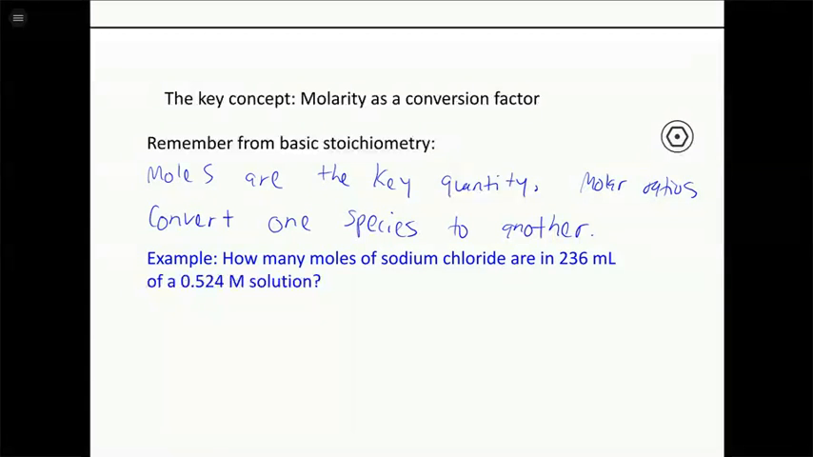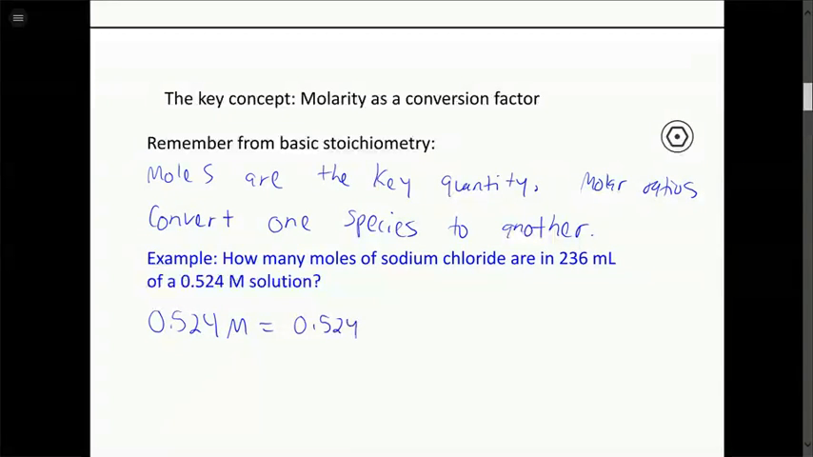So in this example, if we have 236 milliliters of a 0.524 molar solution, we want to know how many moles of sodium chloride. So let's say sodium chloride is one of our reactants, and we want to know how many moles there are, which is often going to be the first step in doing these problems, figuring out the moles of one of the reactants. So we can use the molarity as a conversion factor. This 0.524 molar, remember, is moles per liter. So that means we have 0.524 moles of NaCl for 1 liter of solution.